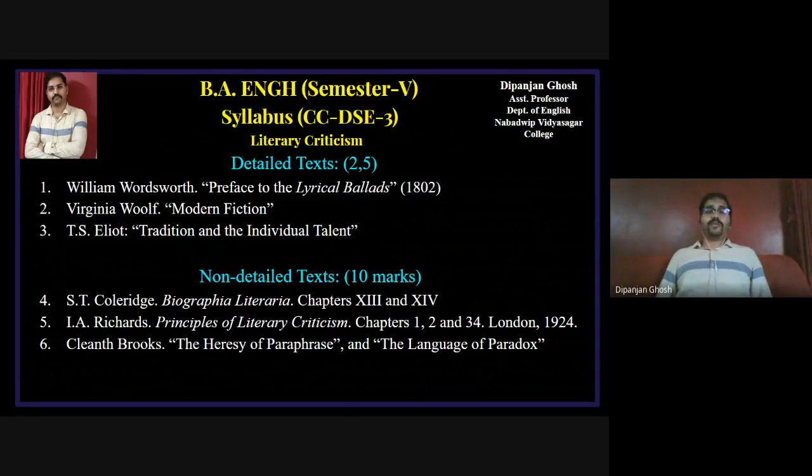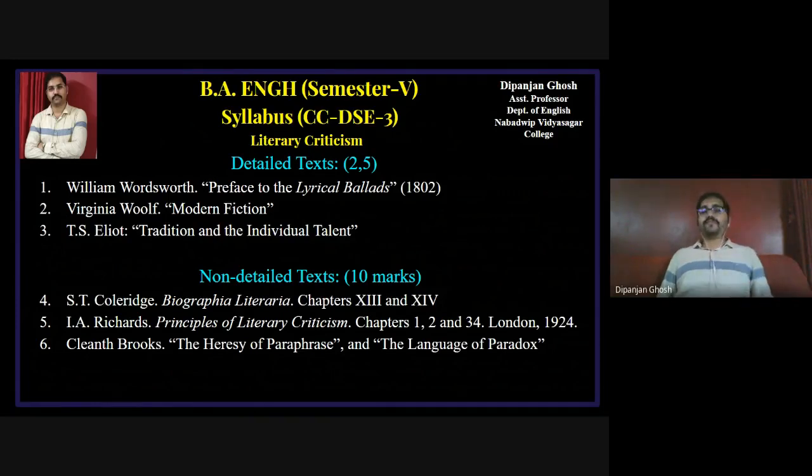The first one is William Wordsworth's Preface to Lyrical Ballads. Okay, the best book that I have seen is English Critical Texts by D.J. Enright and Ernest de Chickera. In this particular book, you can find not only Preface to Lyrical Ballads, but also Tradition and the Individual Talent, and other significant texts that belong to another group of literary criticism. It was published in the Oxford University Press edition.